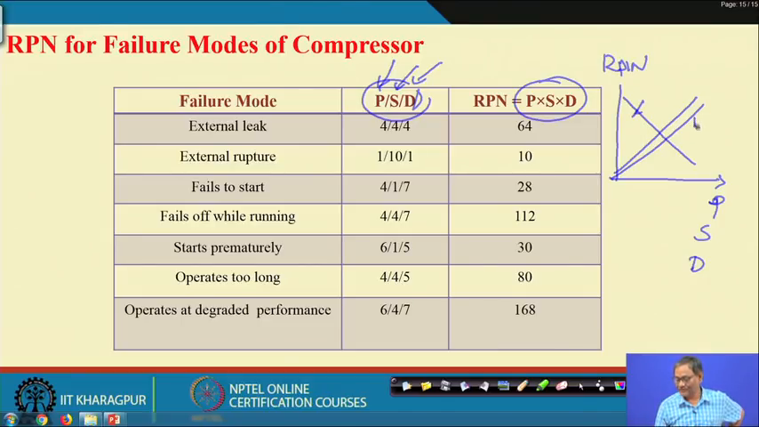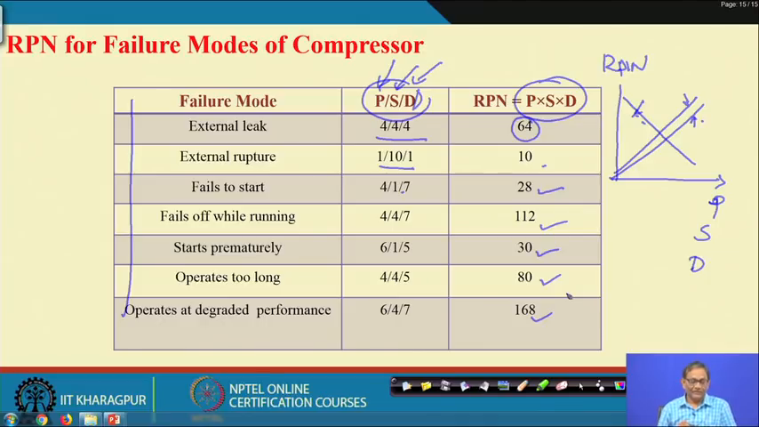Here if it is almost certain, you are giving 10, here also 10, but here you are giving 1. So, okay. For different failure modes, probability, severity, detectability given, you multiply. 4 into 4 into 4 is 64, 10, 7 into 4 28, 112, 30, 180, 168. So, whose RPN is maximum here? Operates at degraded performance, which is 160.